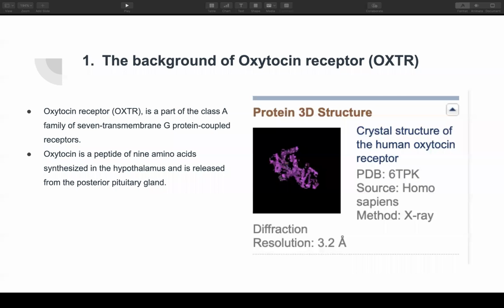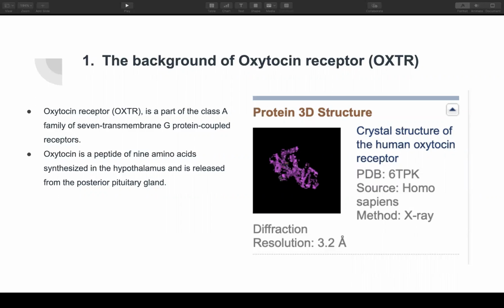And so in my project, I would like to first talk about the oxytocin receptor. On the right should be the protein tree structure of the oxytocin receptor of human, and the oxytocin receptor is part of the class A family, 7 transmembrane G protein-coupled receptor. And first, I would like to talk about what we know about oxytocin.